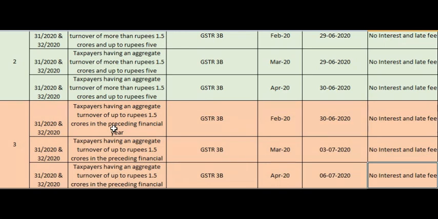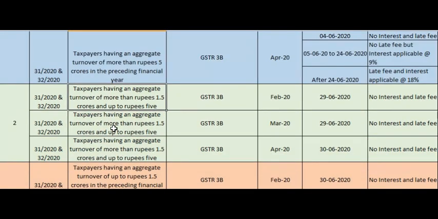Now coming on to the taxpayers who have an aggregate turnover of more than rupees 1.5 crores and up to rupees 5 crores in the preceding financial year. In this case, the GSTR 3B for the month of February 2020 can be filed till 29th of June 2020. The GSTR 3B for the month of March 2020 can be filed till 29th of June 2020, and GSTR 3B for the month of April 2020 can be filed till the 30th of June 2020. In these cases also, no interest or late fee shall be levied if the GSTR 3B is filed before the due dates given in the notification.